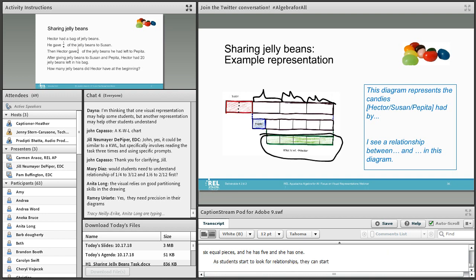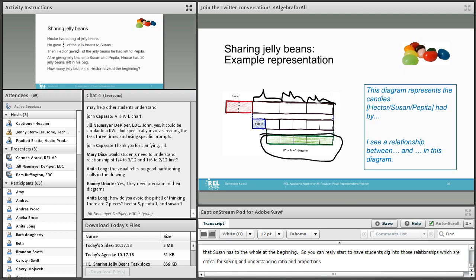As students start to look for relationships, they can start to see there's a 4-to-1 relationship, a 1-to-4 relationship that Susan has to the whole at the beginning. And so you can really start to have students dig into those relationships, which are critical for solving and understanding ratio and proportion.